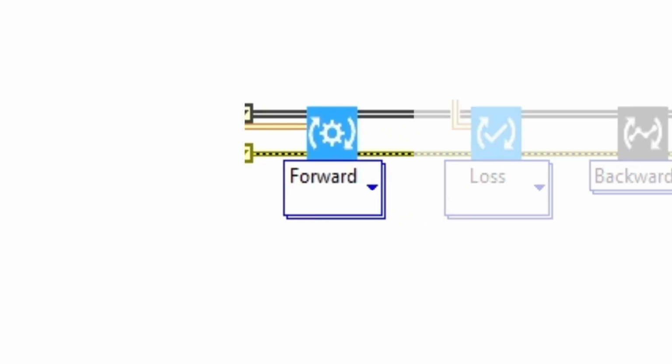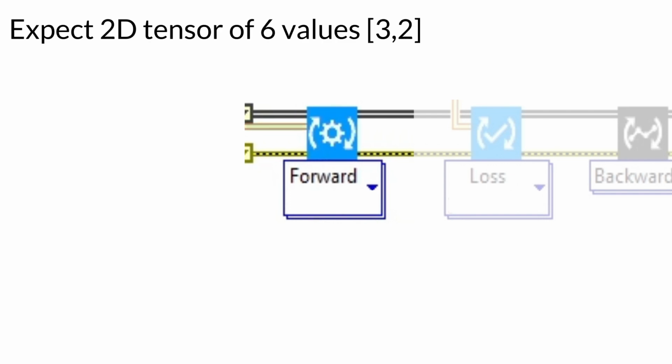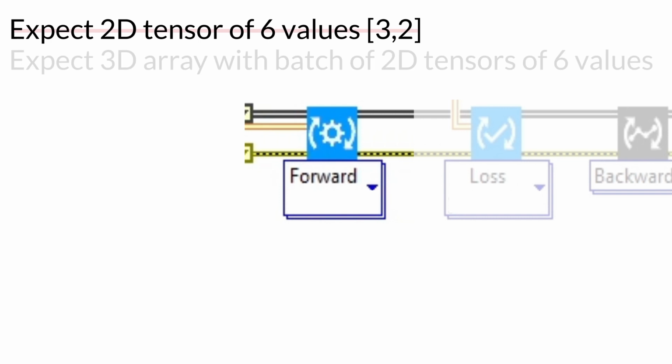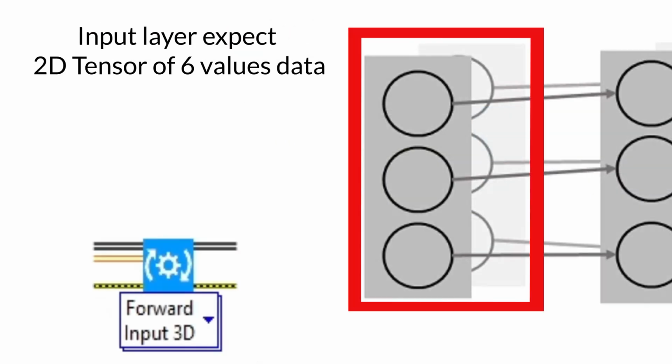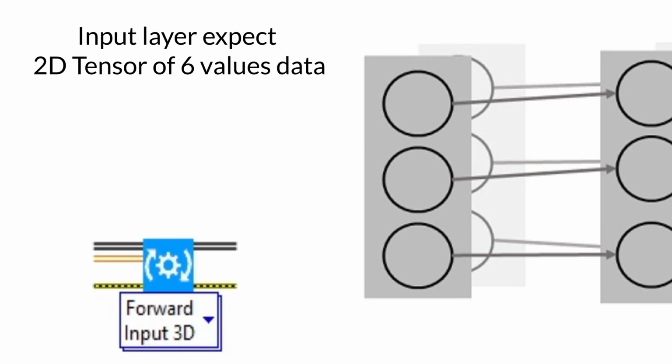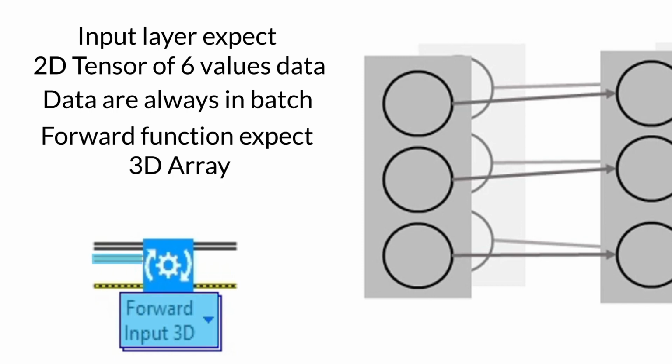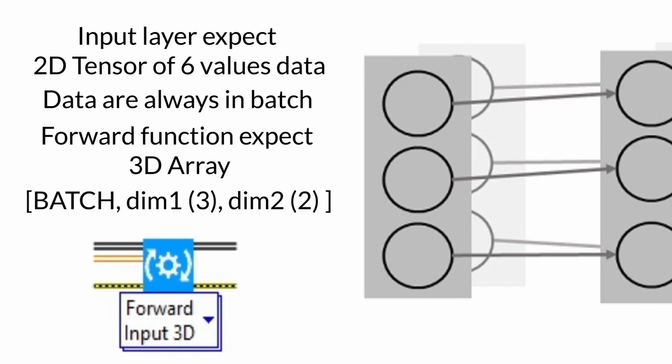Now let's look at the forward function. From what we have just said, logically, this function will expect a 2D tensor of 6 values. But of course, we will not train our model one tensor at a time. Instead, we will send a batch of tensors and receive a batch of corresponding predictions in return. Let's summarize. Recall that our model has only one 2-dimensional tensor consisting of 6 values for the input data layer. Since we are sending the data in batch, we always add a dimension representing the data group. In our case, the forward function will expect for this model a 3D array: one dimension for the batch and the other dimensions representing the tensor.